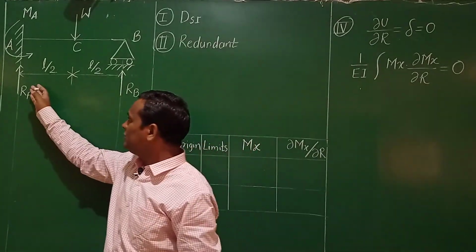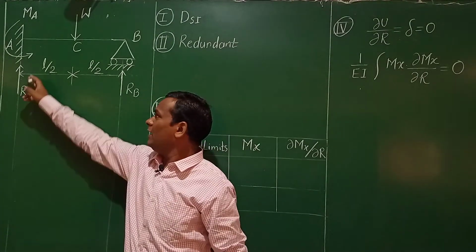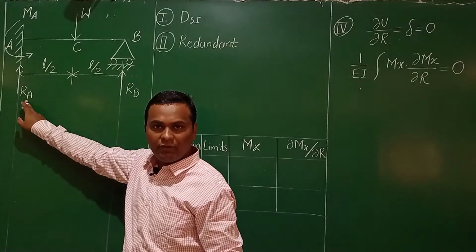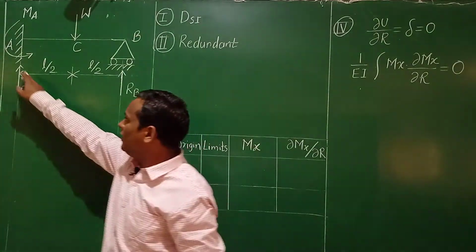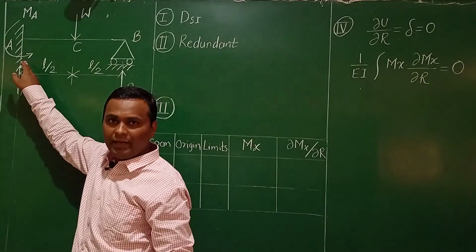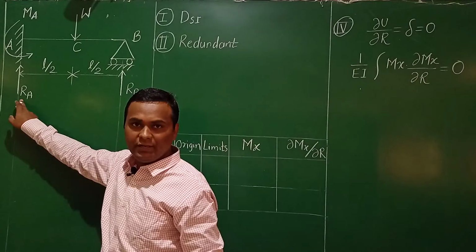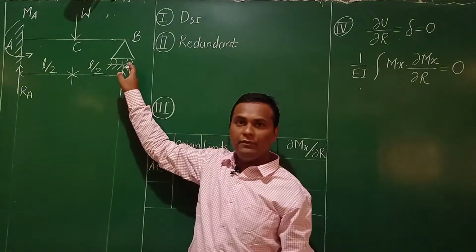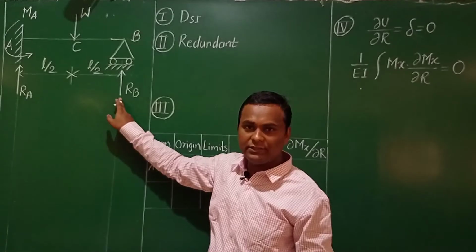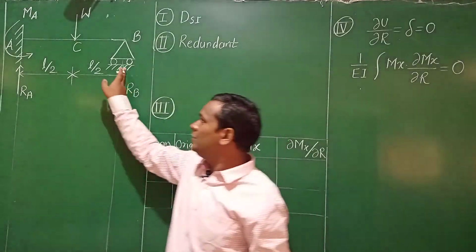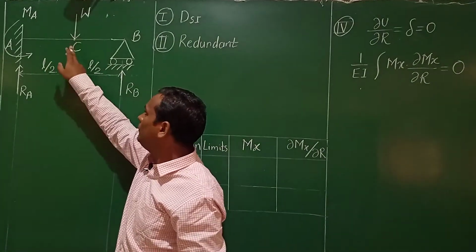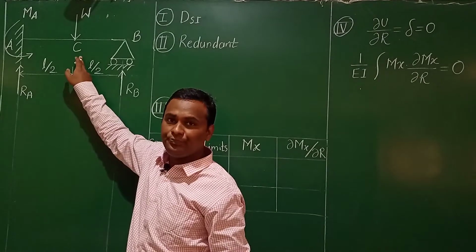Now let us see how we can analyze it. First of all, if you see this propped cantilever, at A there is a fixed end, and at this fixed end we know that there will be one vertical reaction, that is RA, and this support moment, that is MA. Let us assume this support moment in anticlockwise direction, and here this vertical reaction RA. Now at B we know that this is a roller support. The roller support will be offering one vertical reaction, that is RB. Now this given propped cantilever beam is subjected to one point load, that is capital W, exactly at its center.